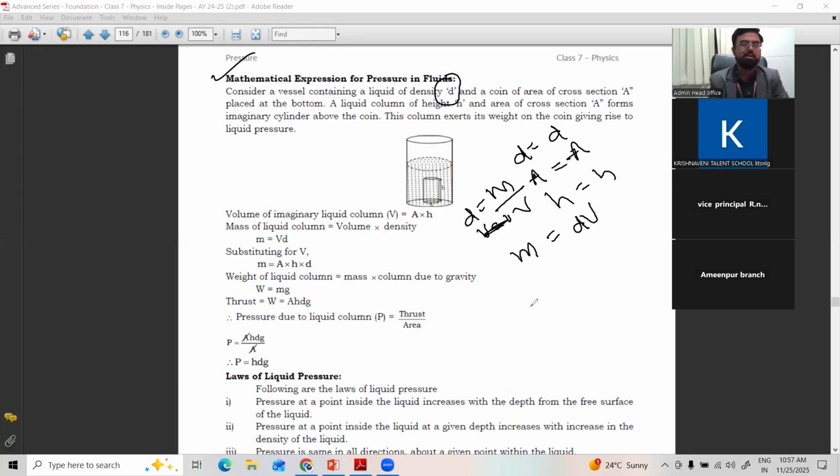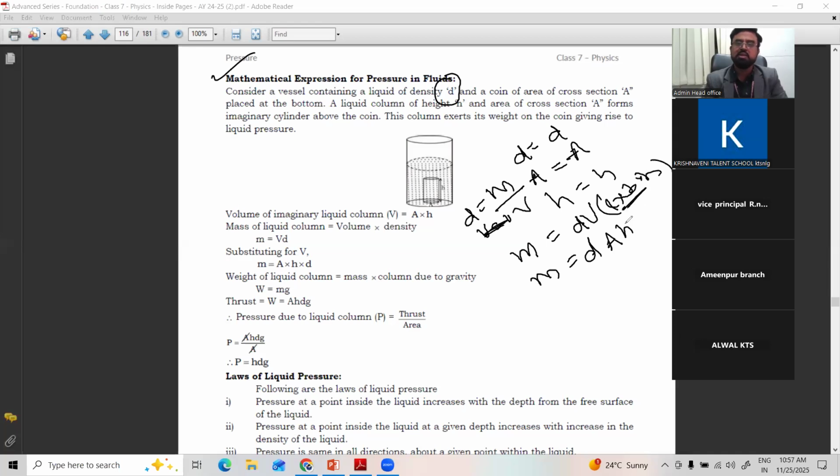Then same mass is equal to density, you can write density only. Volume you can write as area into height. Volume is nothing but length into breadth into height. What is length into breadth? It is nothing but area only. So in place of volume, we wrote area into H. Correct or not? Right.